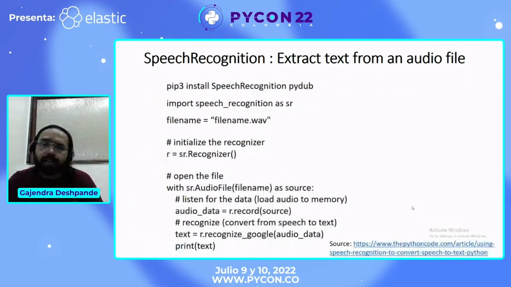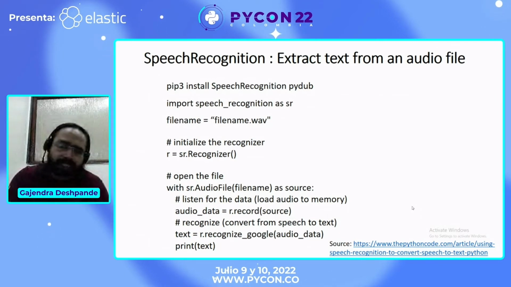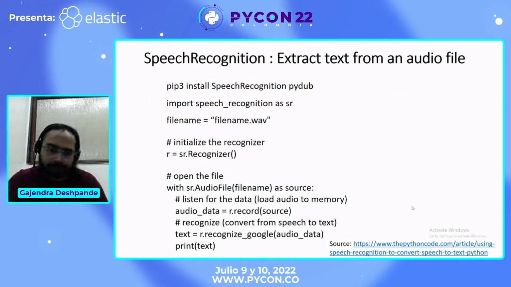This is how you use it. You install the speech recognition library using the pip command and import it, then specify the input file, initialize the recognizer, then open the file and convert the speech data to text, and finally you can print the text or store it somewhere for further processing.